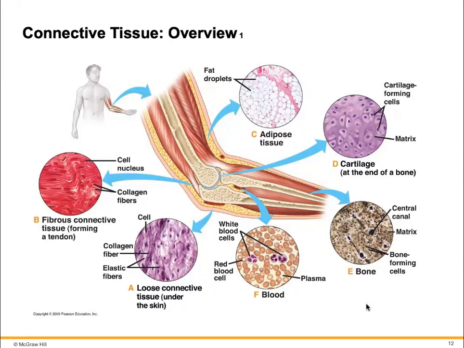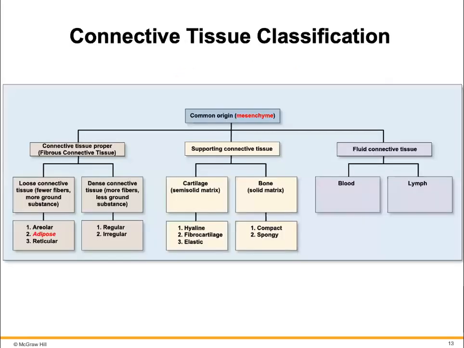So connective tissue, cells are spread out. There's more extracellular material than cells, and they have a wide variety of functions. The other thing that I want to point out with this is I created this flow chart to show how we classify connective tissues. So connective tissue proper is dealing with the fibrous connective tissues, and there's loose connective tissues that include areolar, adipose, and reticular. There's dense, that's including the regular and the irregular.